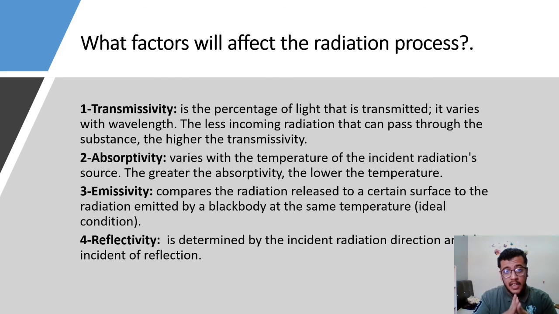There is a question asked in the discussion: what factors will affect the radiation process? The first factor is the transmissivity, which is the percentage of the light that is transmitted and varies with the wavelength. The more incoming radiation that can pass through the substance, the higher the transmissivity. The second factor, absorptivity, varies with the temperature of the incident radiation source. The greater the absorption, the lower the temperature. The third factor, emissivity, compares the radiation released by a certain surface to the radiation emitted by a black body at the same temperature. The last factor, reflectivity, is determined by the incident radiation direction or the angle of incidence of the reflection.